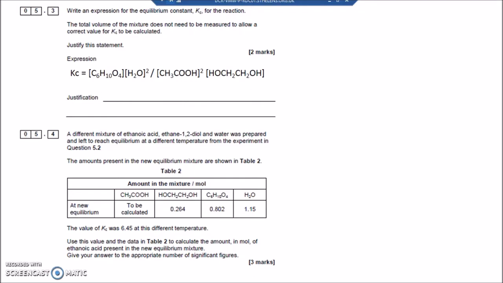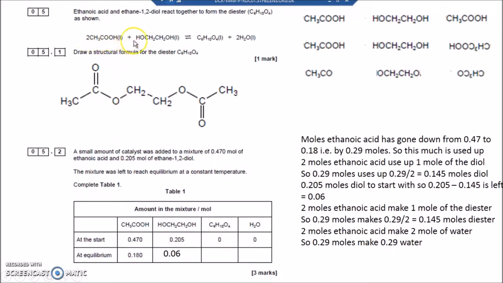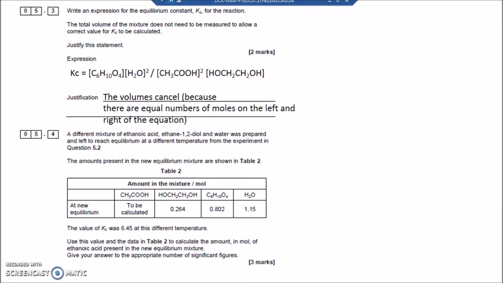It says you don't need to measure the volume for concentration, you can just use moles. Well, moles is moles, you don't need to turn it into concentration, you can leave it as moles rather than dividing by volume, because if I divide by the volume once, twice, three times to turn these moles into concentration, I'd be dividing three times here and three times here. In other words, the volumes cancel because there's equal number of moles on the left and right of the equation. So if we look back, there are 3 moles, 2 and 1 on the left hand side of the equation, 3 moles on the right hand side. So if I was converting moles into concentration, I'd be dividing by 3 volumes on the top and 3 volumes on the bottom, and the volumes would just cancel out.